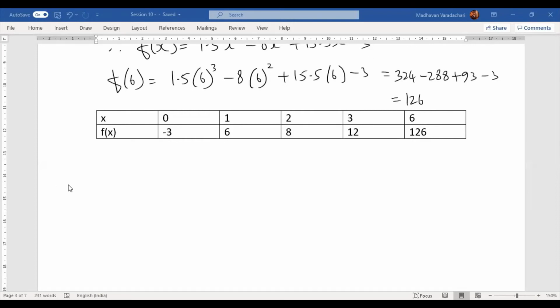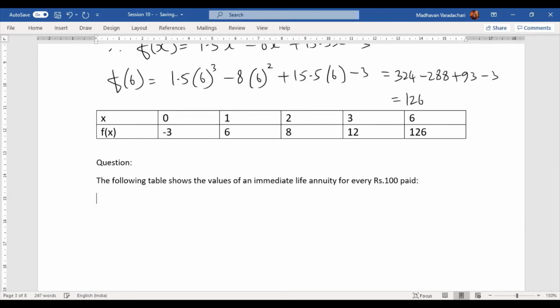One more question like this. The following table shows the values of an immediate life annuity for every rupees 100 paid. So we have a table here.